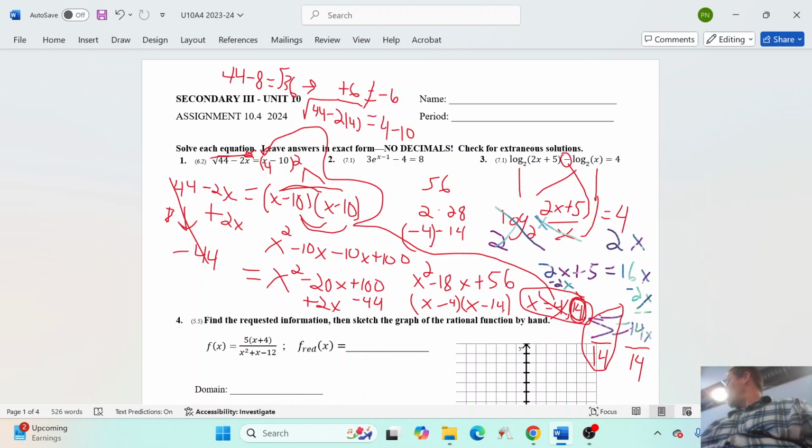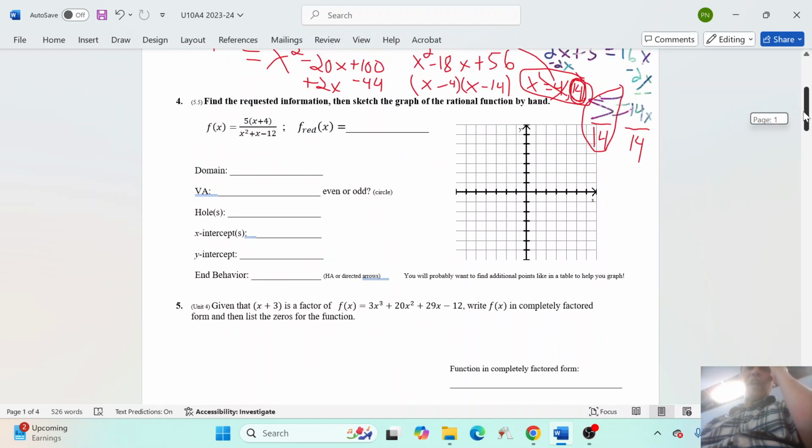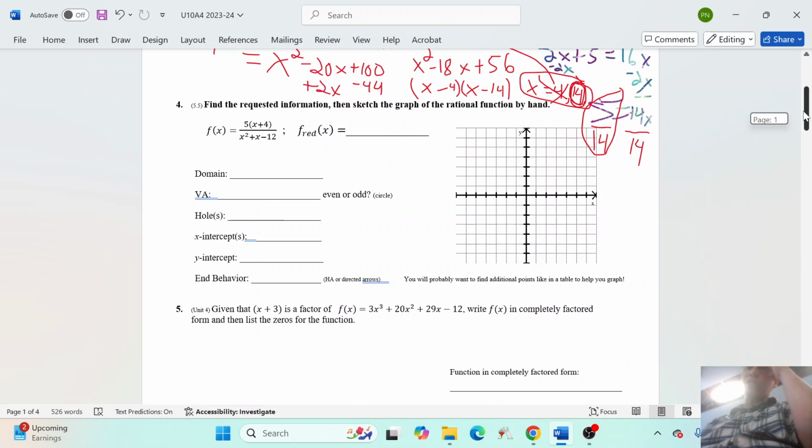I've left my cord there for people to trip over. Okay, so then, there we go. So try number 4. Don't forget how to factor things. Set the bottom equal to 0 to find the holes. If anything cancels in the top and bottom, that's called the hole.